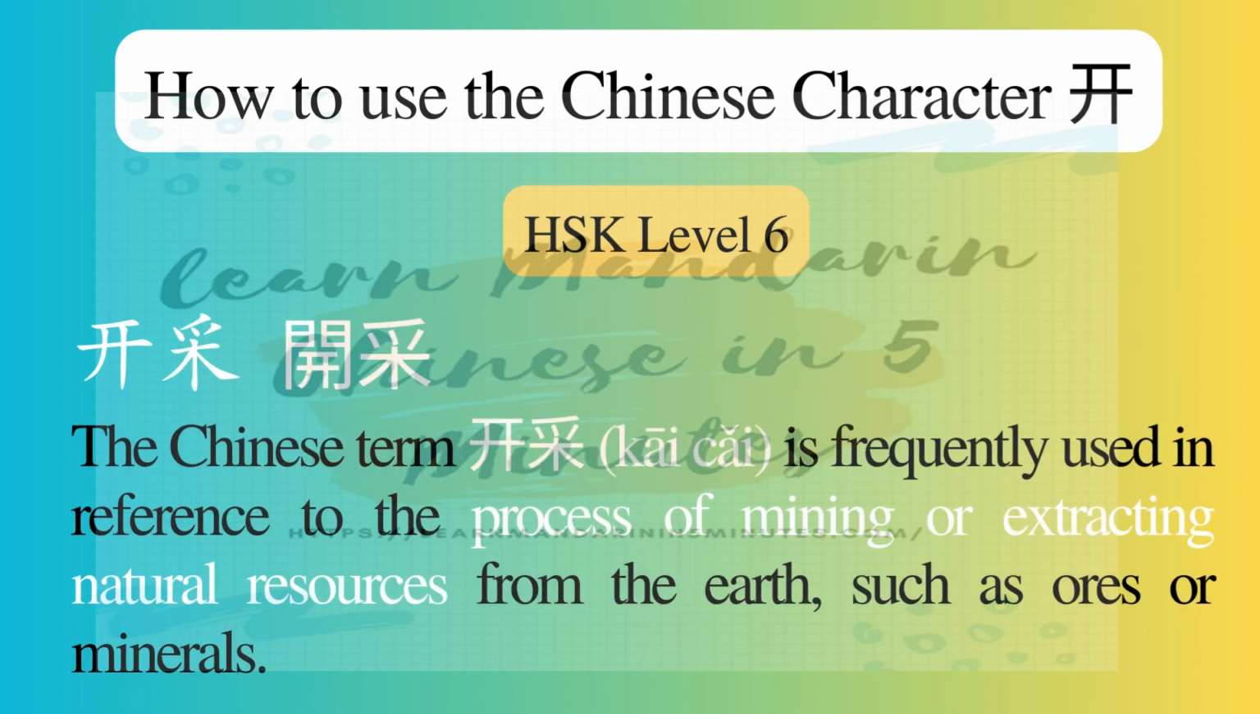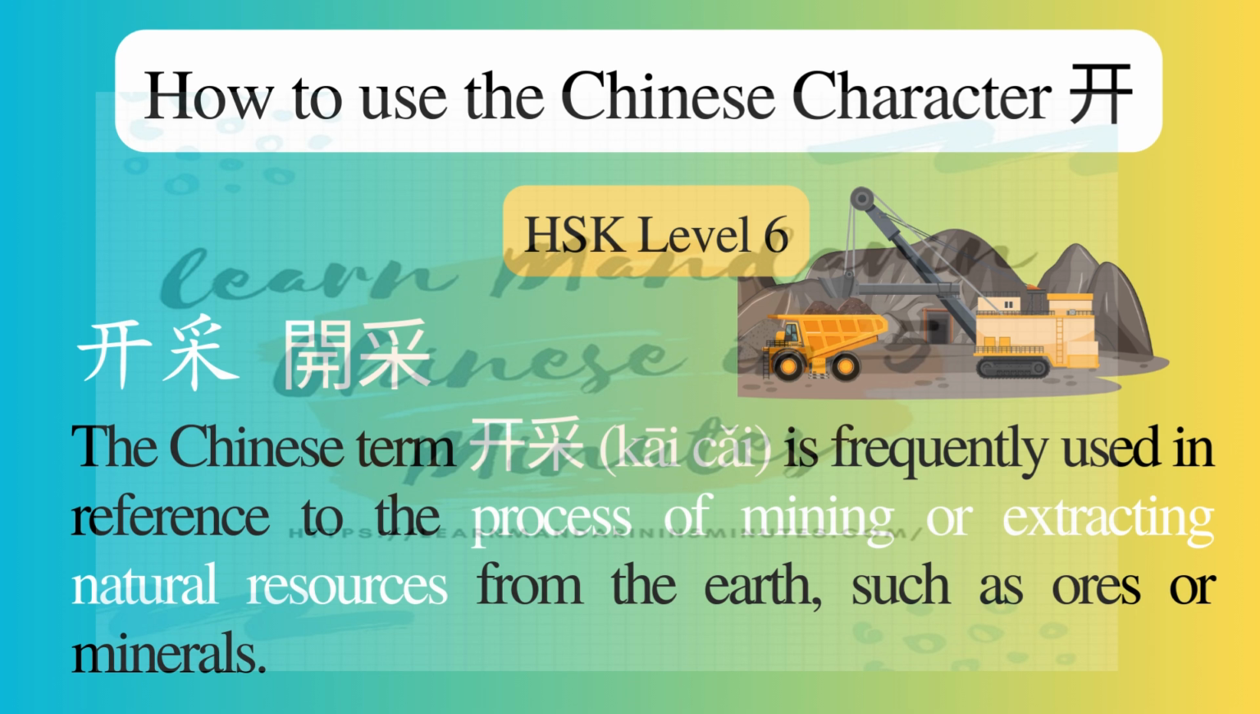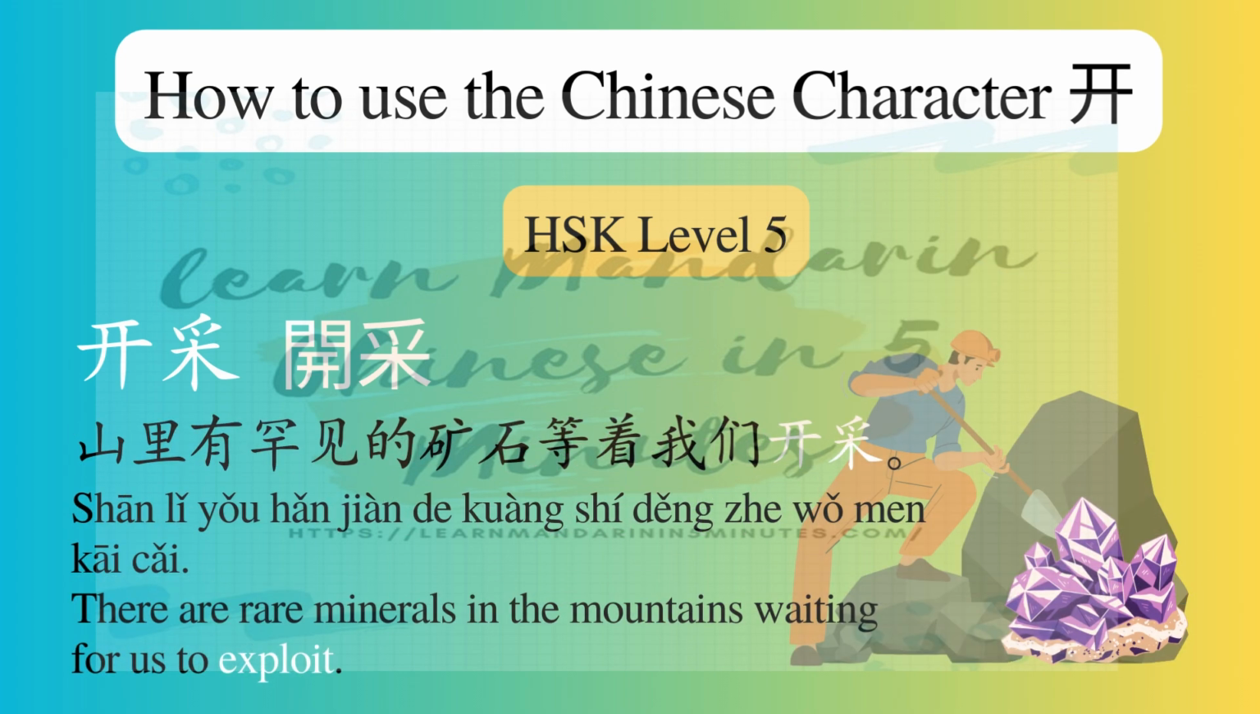HSK Level 6. 开采 The Chinese term 开采 is frequently used in reference to the process of mining or extracting natural resources from the earth, such as ores or minerals. The Chinese word 采 is equivalent to pick, to pluck, to collect, and to select. 山里有罕见的矿石等着我们开采. There are rare minerals in the mountains waiting for us to exploit.